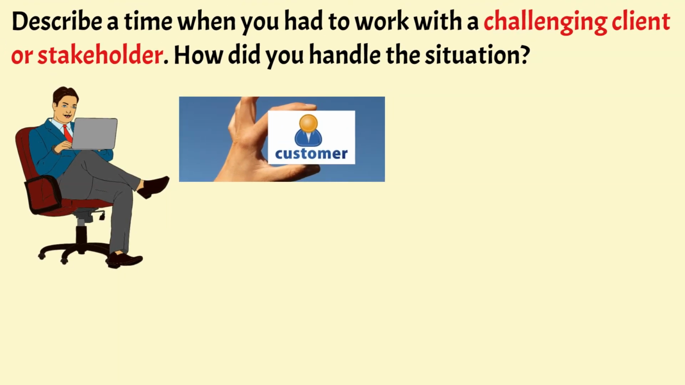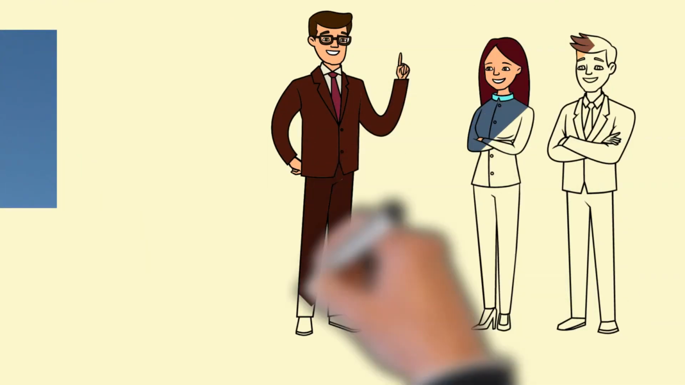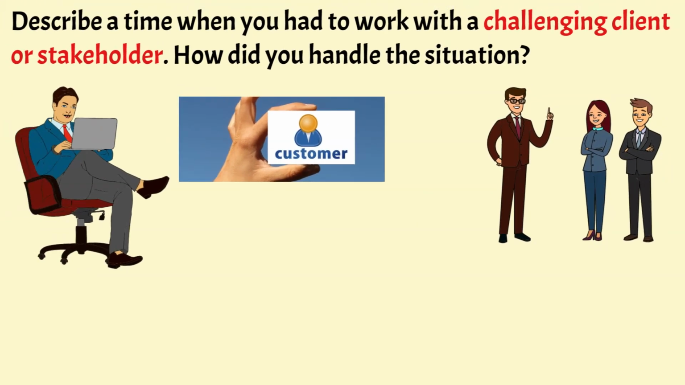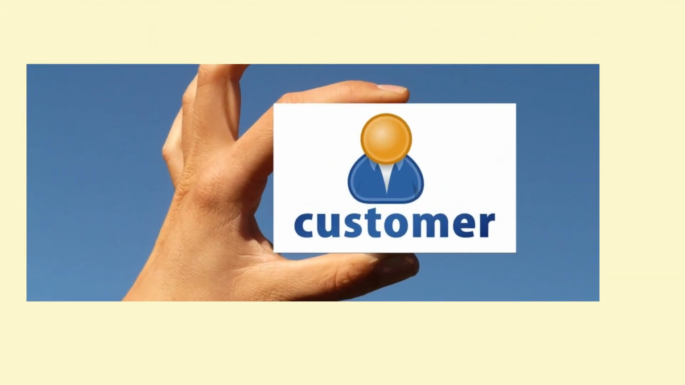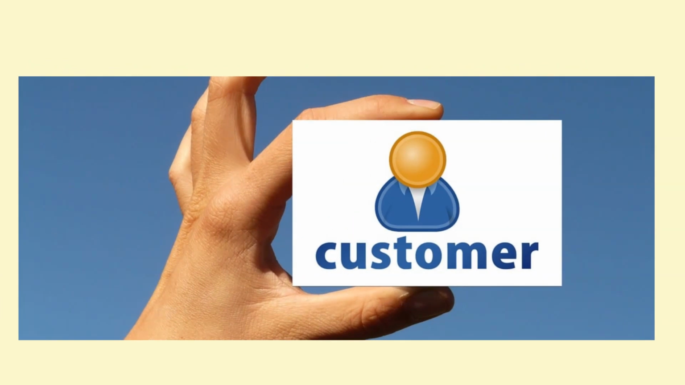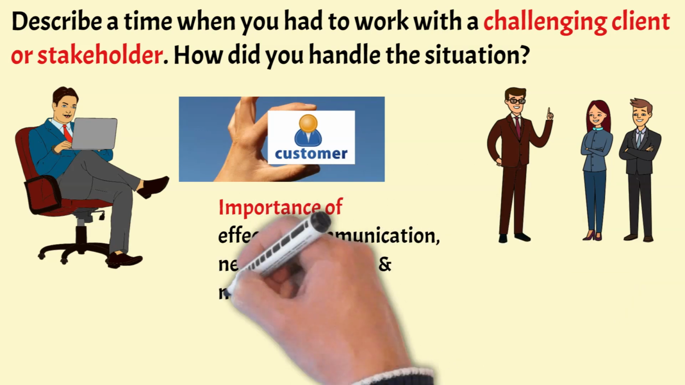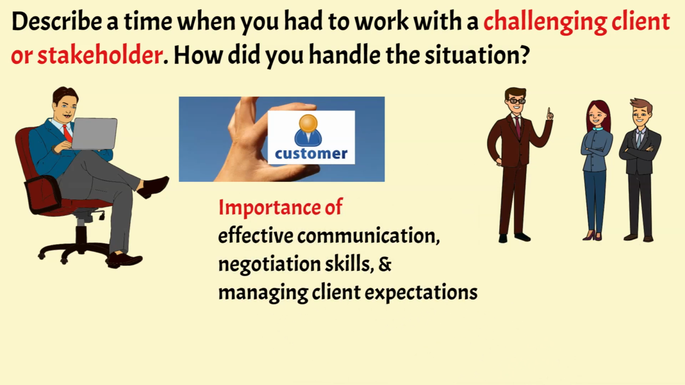To handle the situation, I took a proactive approach by scheduling regular meetings to understand their concerns and expectations in detail. I then explained the technical constraints and the impact of their requested changes on the project's timeline and budget. By offering solutions and providing clear communication, I managed to negotiate a more reasonable scope and timeline that aligned with both the client's expectations and the project's technical feasibility. This experience taught me the importance of effective communication, negotiation skills, and managing client expectations to ensure successful project outcomes.